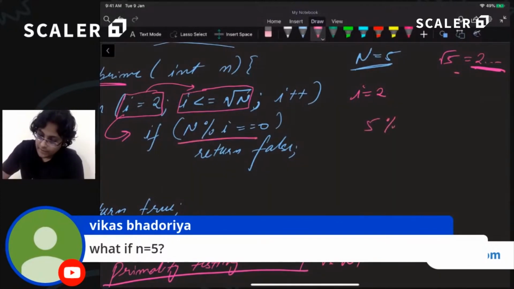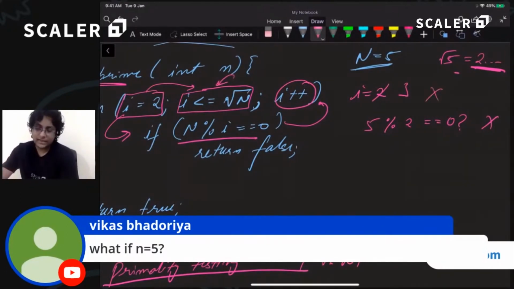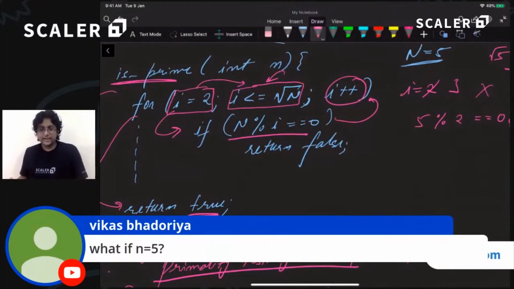Is 5 divisible by 2? No, it is not. So we will continue the loop. We will increment i, so i will now become 3. Now once again we will check, is 3 less than or equal to square root of n? No, 3 is greater than square root of n. So we will exit this loop and we will return true. So we will say that yes, 5 is prime, which is correct.